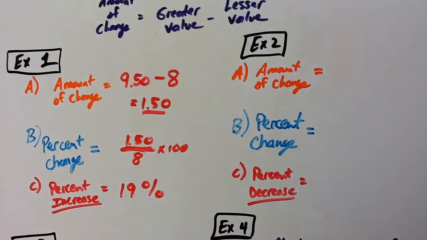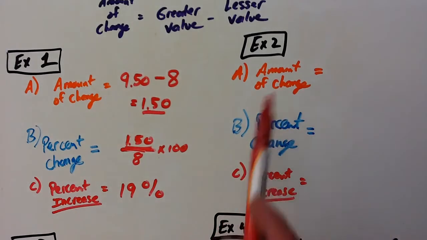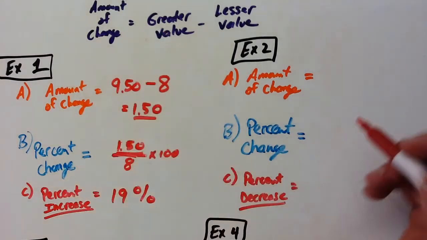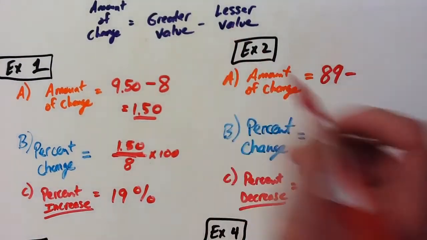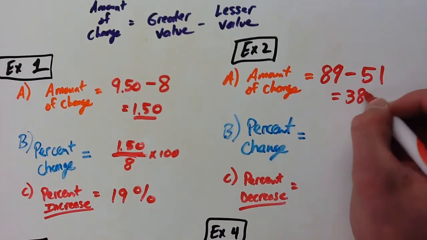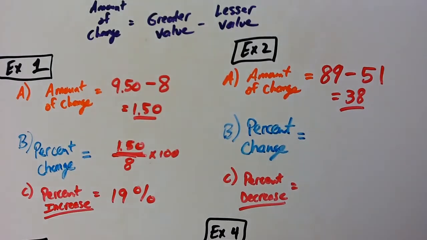Example number 2 on your paper. David moved from a house that is 89 miles away from his workplace to a house that is 51 miles away from his workplace. What is the percent decrease in the distance from his home to his workplace? First, letter A, let's find the amount of change. Take the greater value, 89, and subtract the lesser value, 51. 89 minus 51 is 38, so our amount of change is 38.